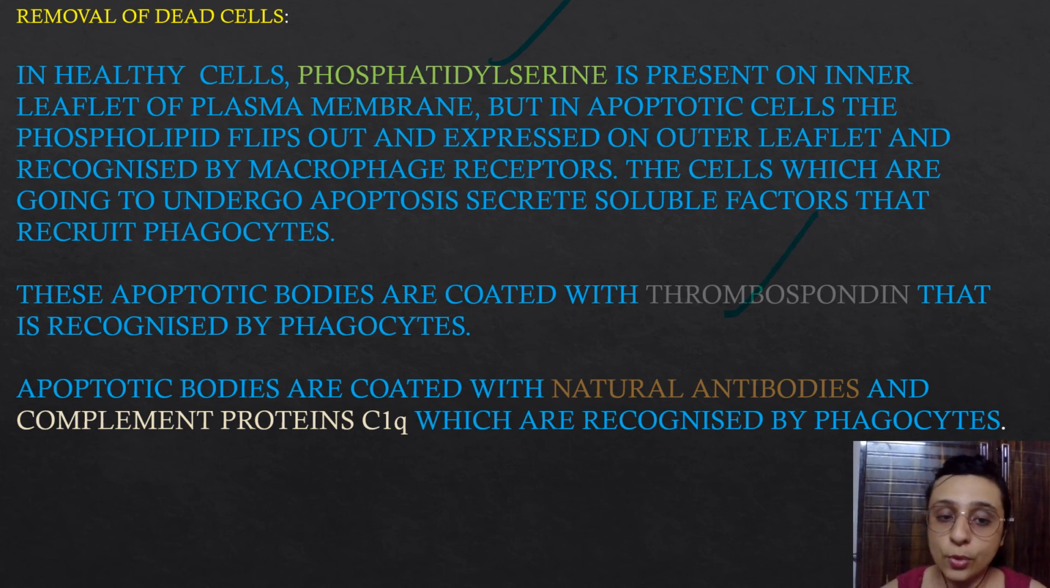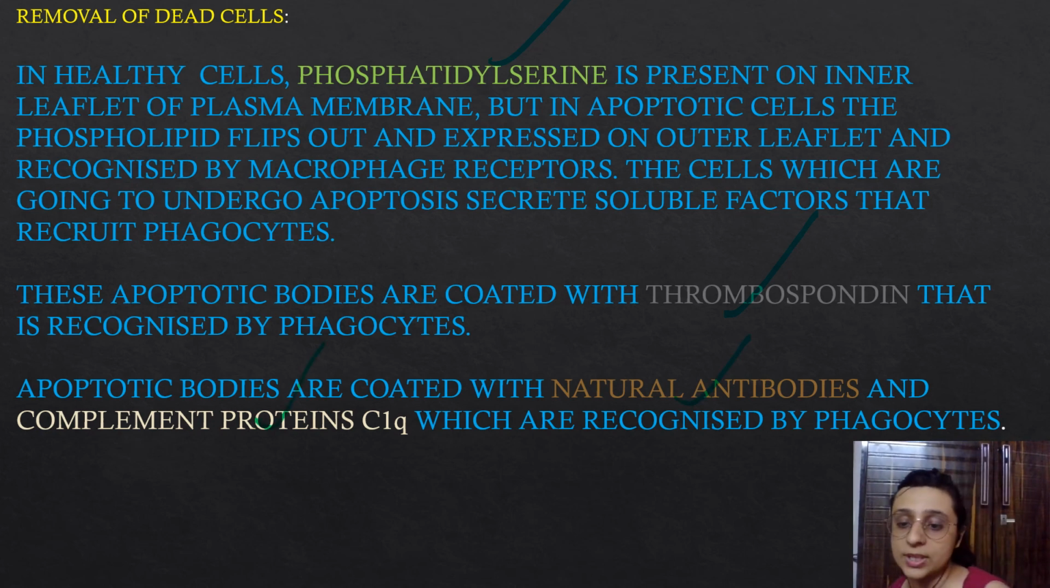Second is thrombospondin. These apoptotic bodies are coated with thrombospondin so that they can be easily recognized by the phagocytes. Third, apoptotic bodies are coated with natural antibodies and complement proteins, which are again recognized by phagocytes. So: phosphatidylserine, thrombospondin, natural antibodies and complement protein C1q.